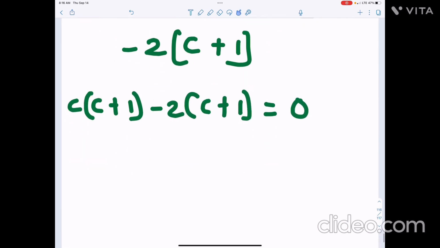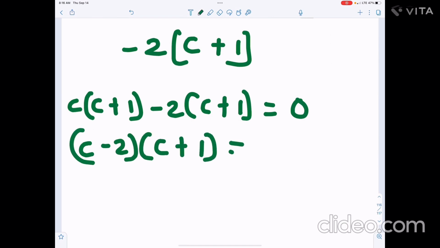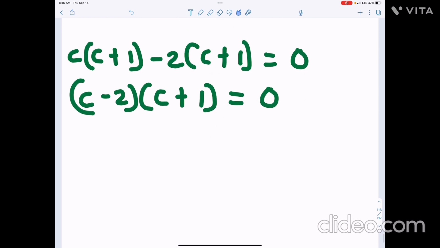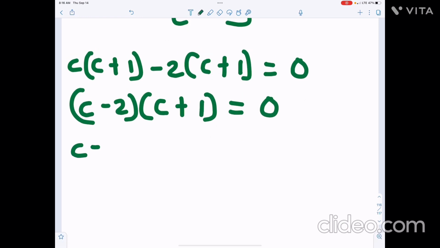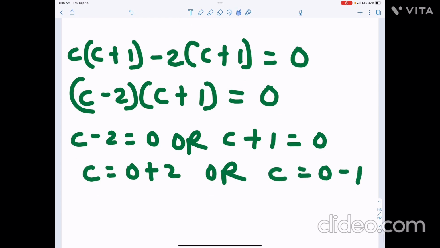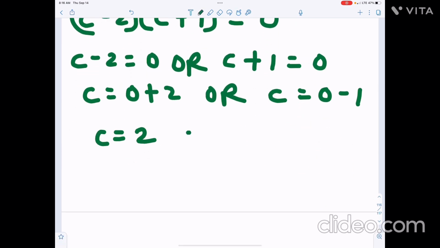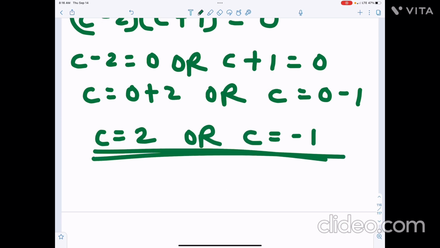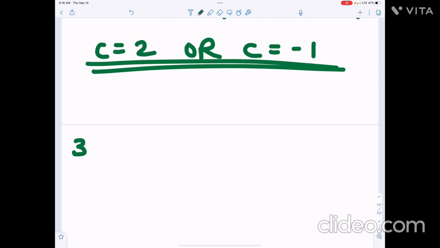Can you see the difference here? The factorizations are not ready-made for us. We are the one to do the factorization before using it to solve the equations we have. So c minus 2 is 0 or c plus 1 is 0. C is 0 plus 2 or c is 0 minus 1. What does that give you? C is 2 or minus 1. Exactly. C is 2 or minus 1. So that's number 3. Let's go to question 4.